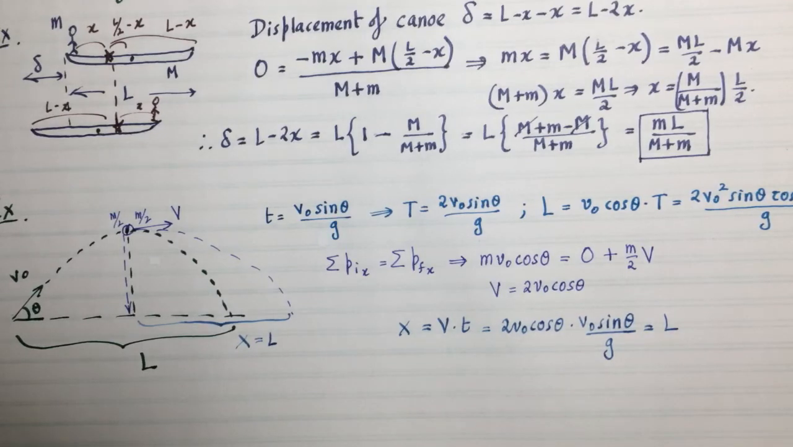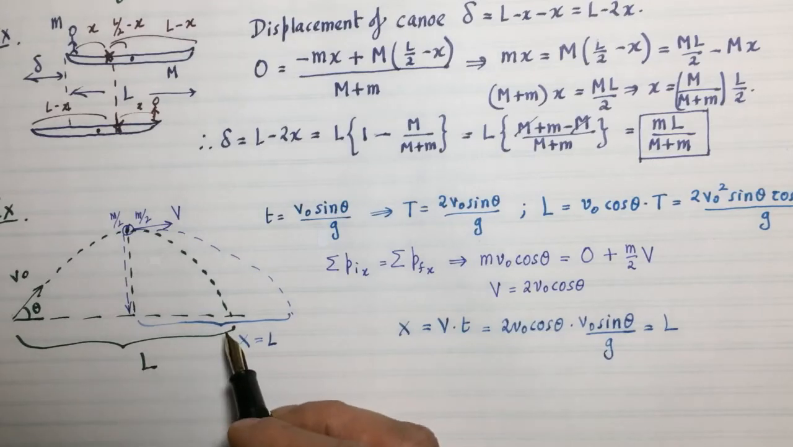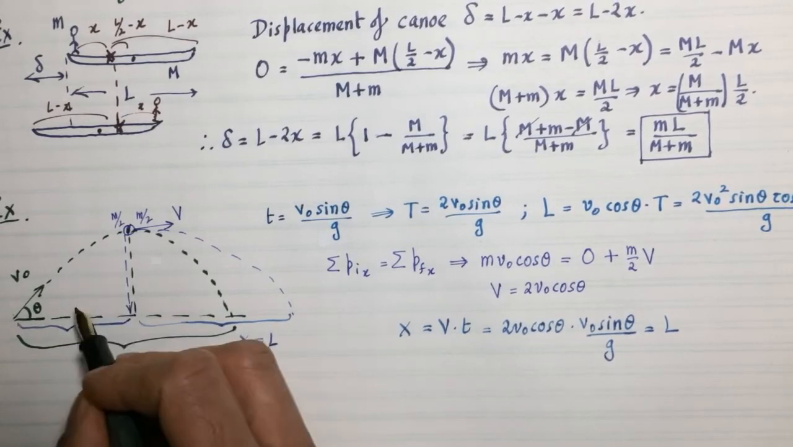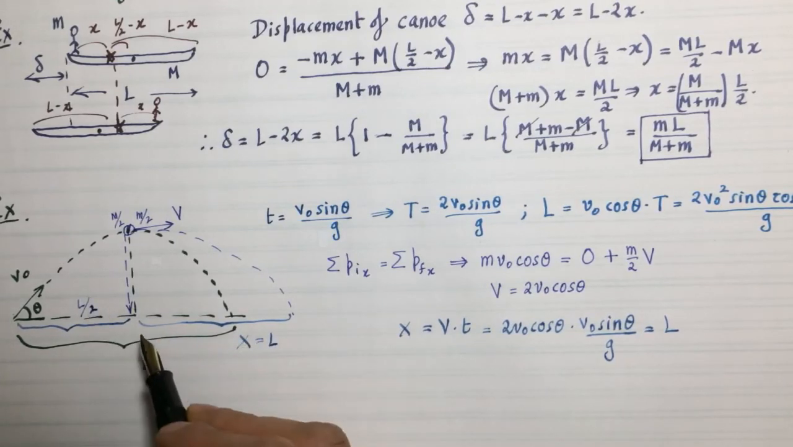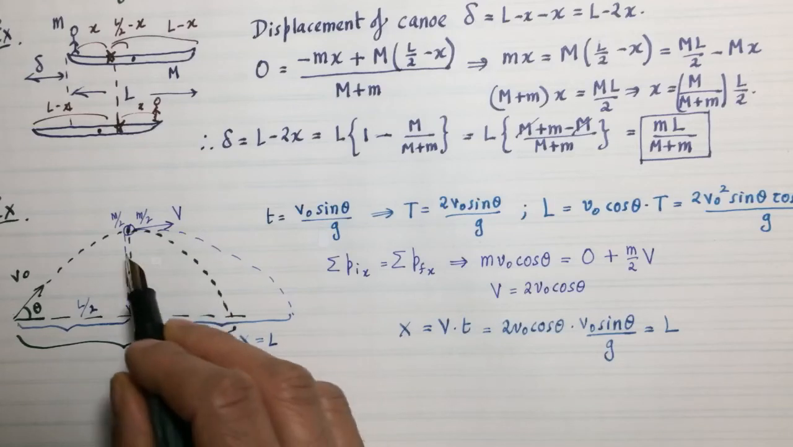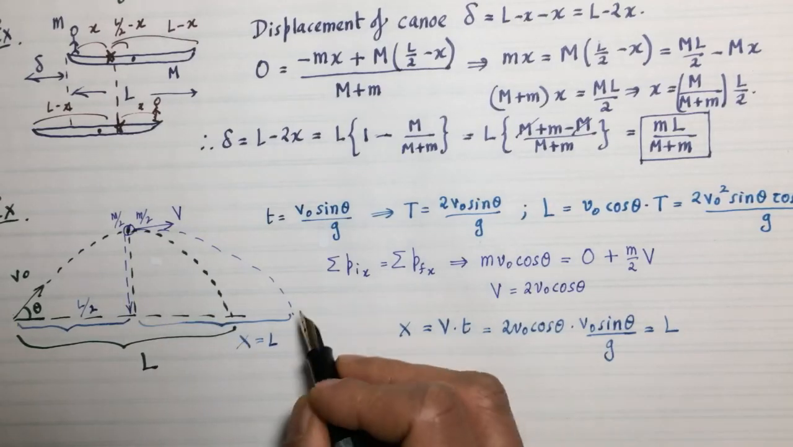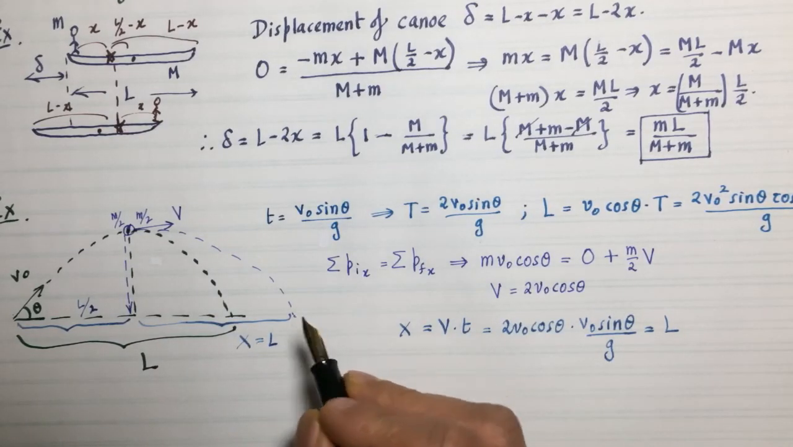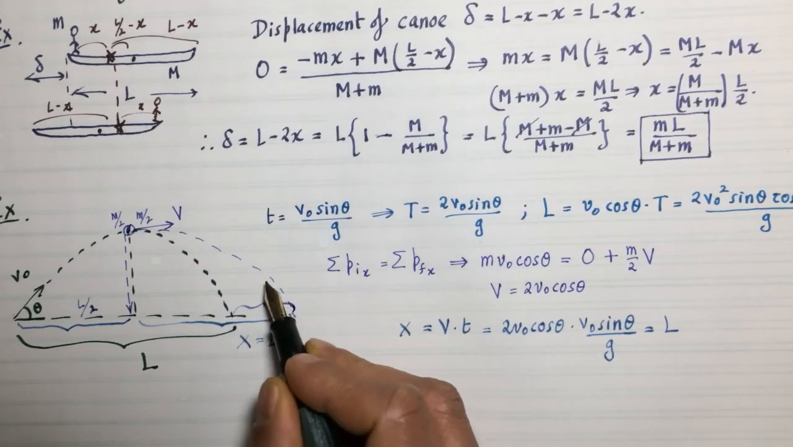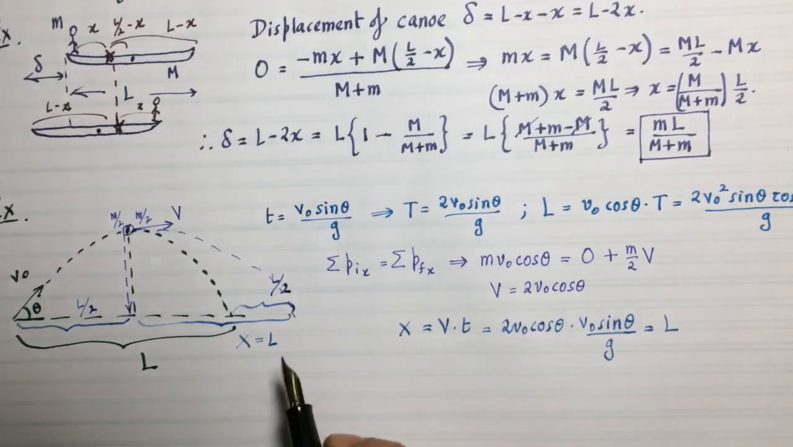Now, let's actually see if that makes sense. L is the normal range of the projectile, and I'm saying that the half range is L over 2. So if one fragment falls at L over 2 distance, the other fragment, it is calculated, falls over there. So in other words, this is L over 2. Well, does that make sense?